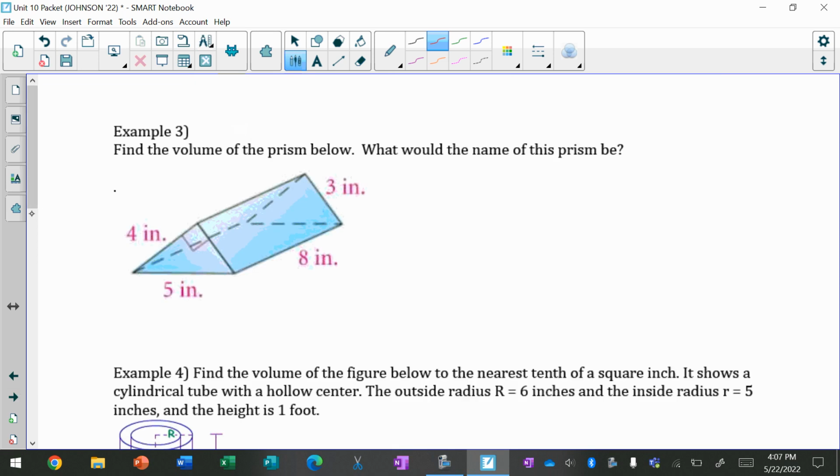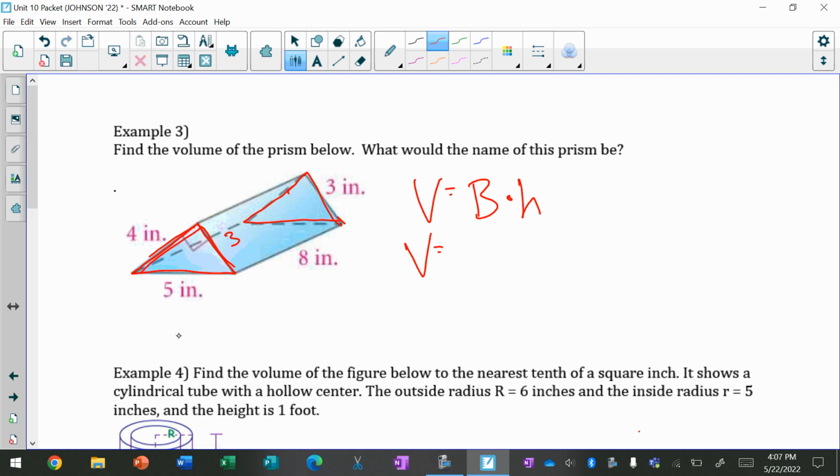All right. Here we have a triangular prism. You have a triangle in the front. You have a triangle in the back. Those are the bases. So the bases are the front and the back. So the volume is the area of the triangular base multiplied by the height, which is the distance between the bases. So you have a right triangle that has legs of 3 and 4 with a hypotenuse of 5.